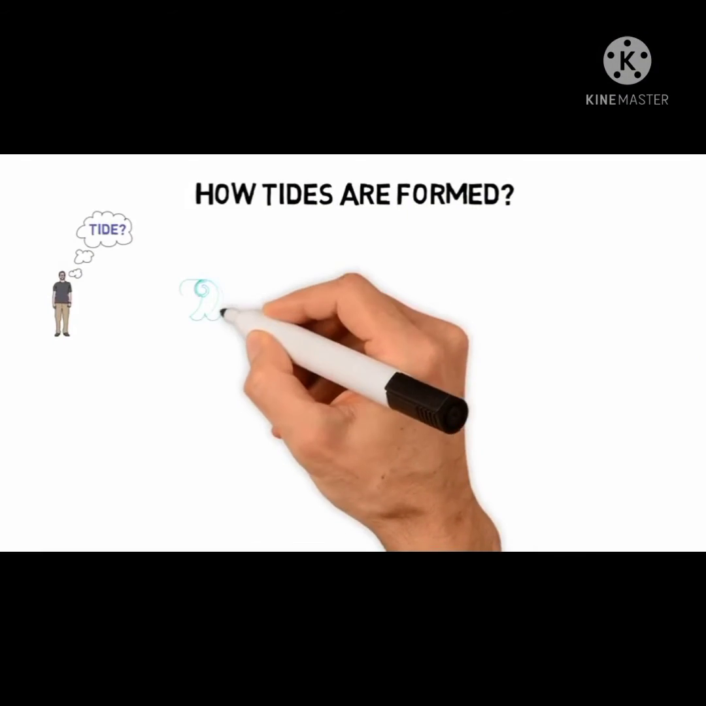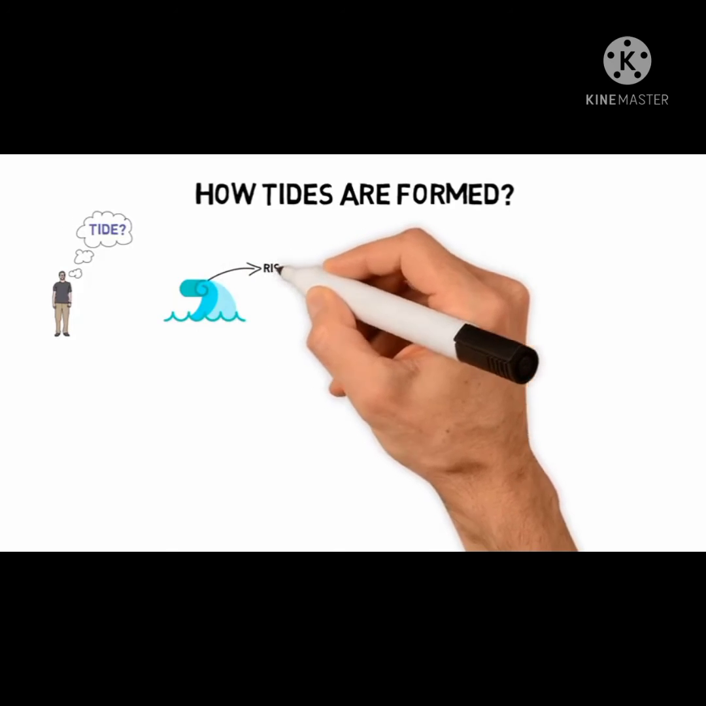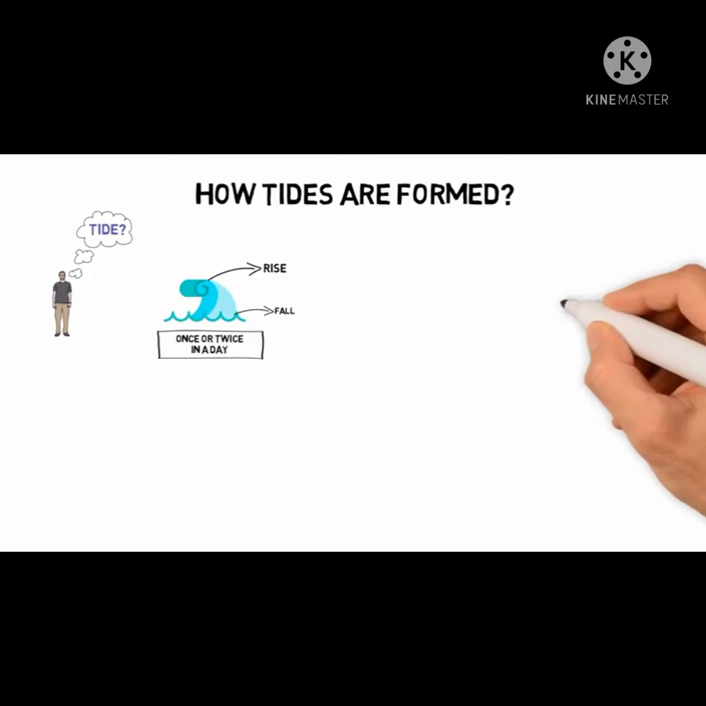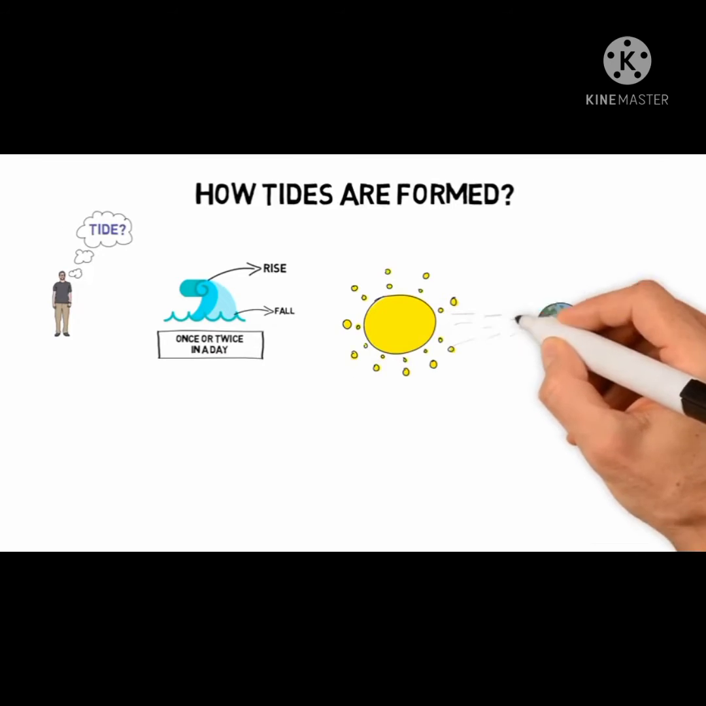So what is a tide? It is basically the rise and fall of the sea level. It occurs once or twice in a day. And the reason behind that is the attraction of the sun and the moon.